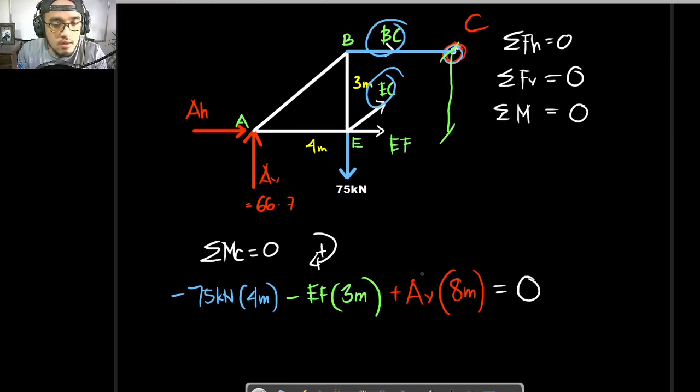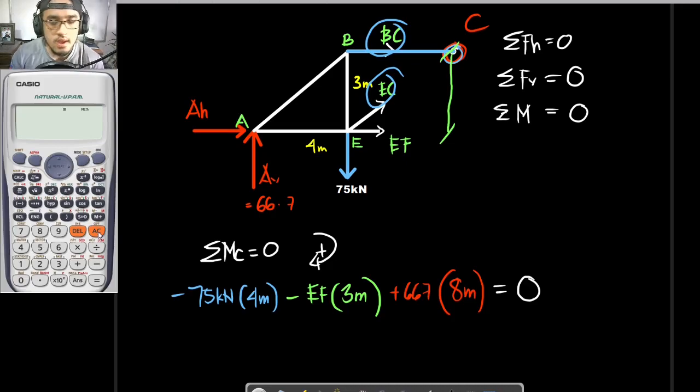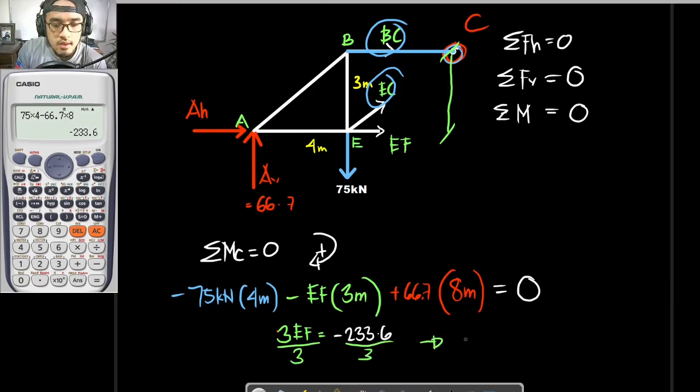And solving for EF. By the way, our AV is actually equal to 66.7. Okay, so from that we can now solve for EF. So transposing the red and the green numbers right here to the other side, that would be positive 75 times 4 minus 66.7 times 8. So basic algebra, that would be negative 233.6. So 3EF is equal to negative 233.6. For us to get the value of EF, divide both sides by 3. And from that, our bar force EF is to be negative 77.86.